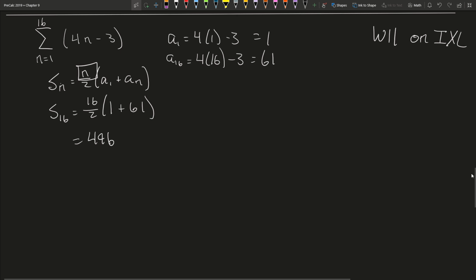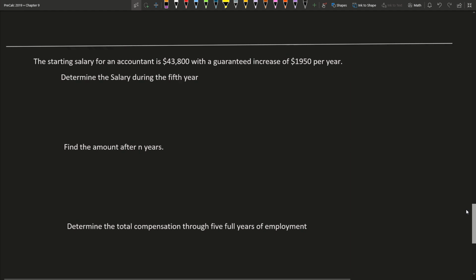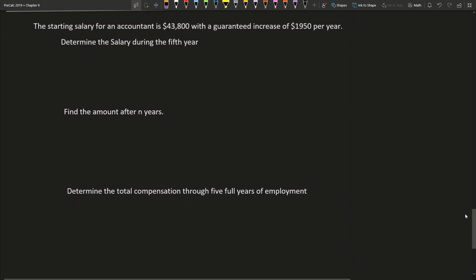Okay. And then I want to do one example that's a little bit more realistic. The starting salary for an accountant is $43,800 with a guaranteed increase of $1,950 a year. Determine the salary during the 5th year, find the amount after n years, and then determine the total compensation through 5 full years of employment. Okay, so determine the salary for the 5th year. And actually, it's probably easier to do the middle question first. So then we can use that for the first and third questions.